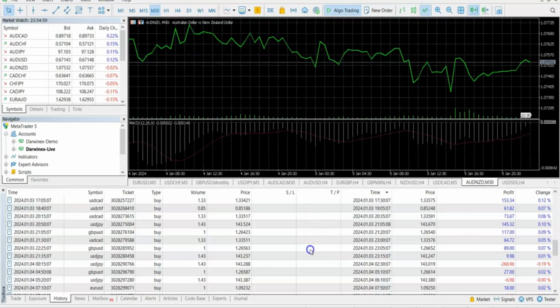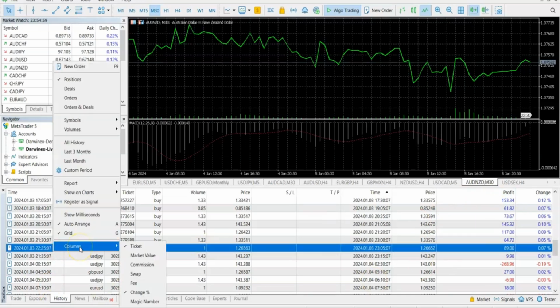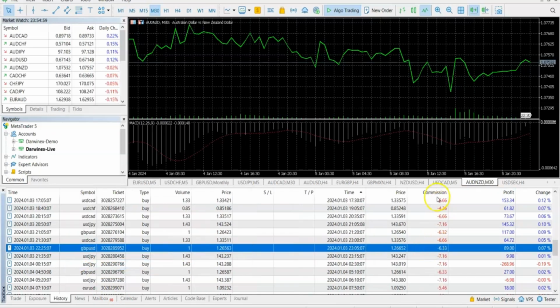Alright, so this is a test strategy that I have running on Darwinix right now. By default, if you go to history, you will only see the profit. You will not see any execution cost. But if you right click, go to columns, and then select commission, you will see a commission column. So you can see that for each trade, I am being charged close to 0.5 pip. And you can do the calculation, and this is exactly the commission that we are incurring.